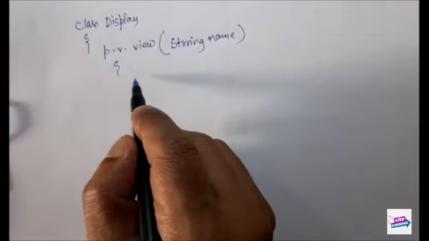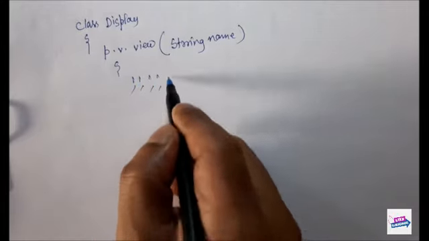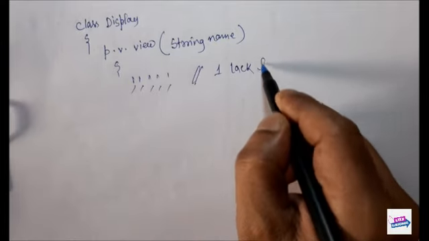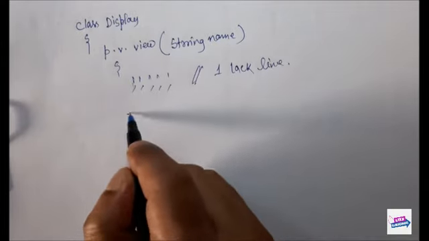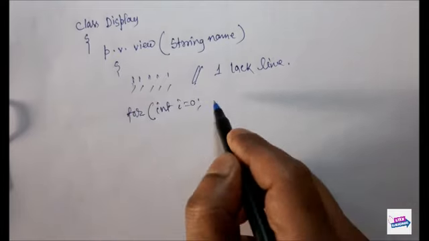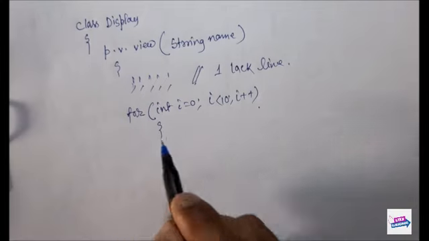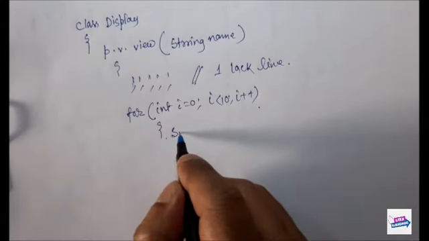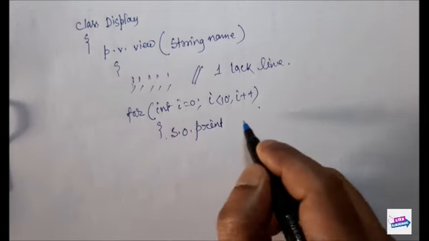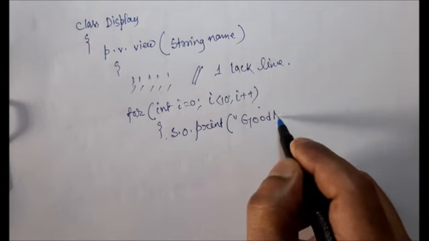Suppose within this method we have 10,000 lines, right? Or rather, not 10,000, suppose we have 1 lakh lines. And after that we have a for loop: for int i equal to 0, i less than 10, i plus plus. Within this for loop I have System.out.print, not println, print good morning. That was our original example in the last lecture.